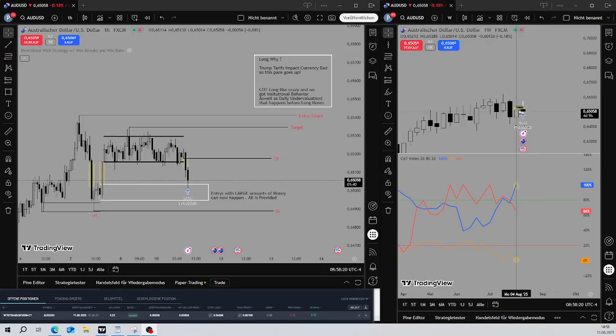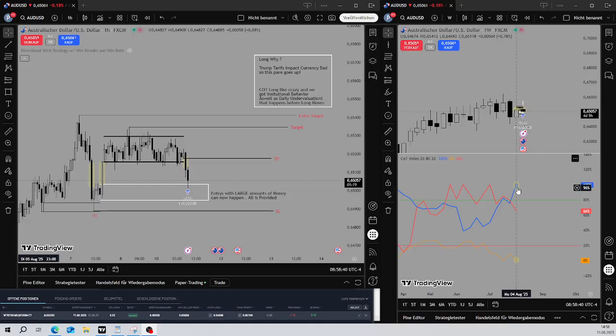So, how to actually trade fundamentally? To be honest, it's pretty simple. Now, I provide you with the tools that you need for that. For example, an indicator that basically reads the COT index. It puts the COT report into an index, and that index you can use to trade.